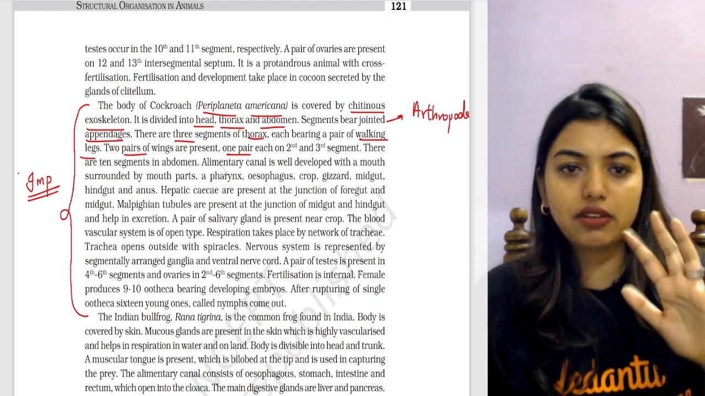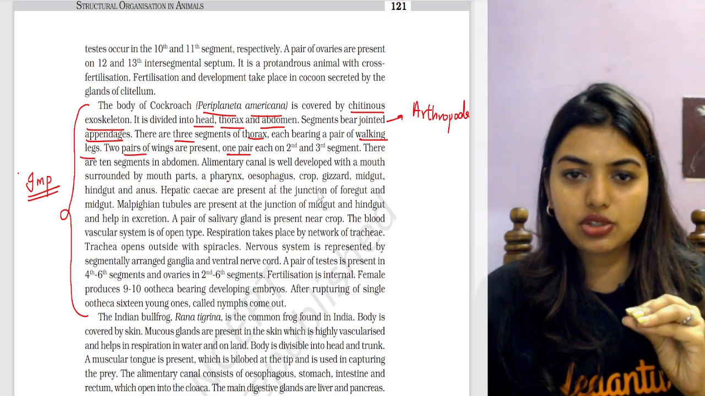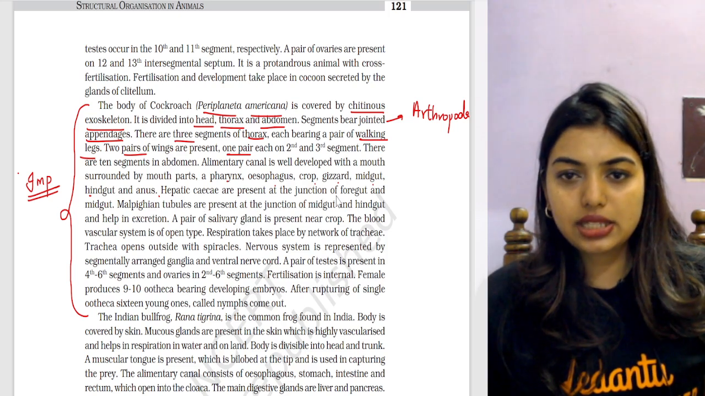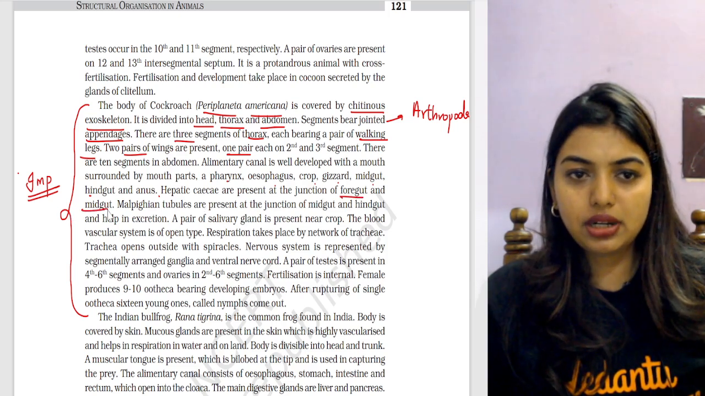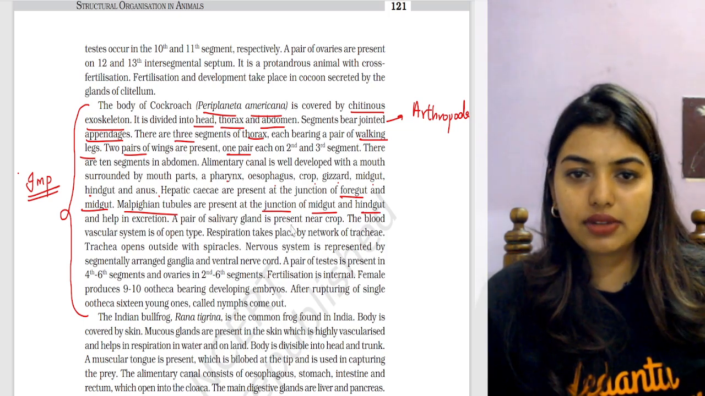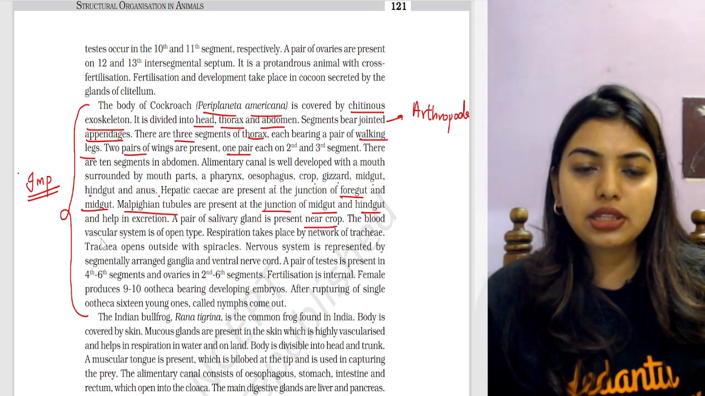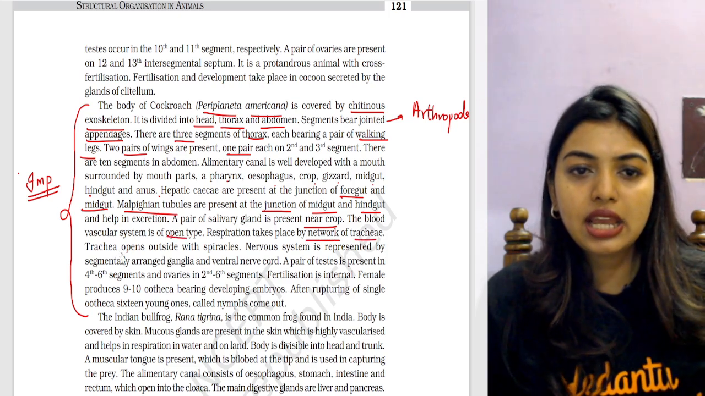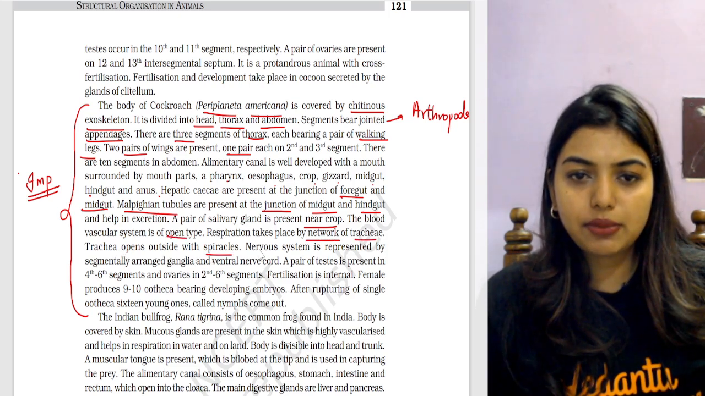Alimentary canal is well developed with a mouth surrounded by pharynx, esophagus, crop, gizzard, midgut, hindgut and anus. Hepatic caeca are present at the junction of foregut and midgut. Malpighian tubules are present at the junction of midgut and hindgut, helps in excretion. A pair of salivary glands is present near the crop. The blood vascular system is open type. Respiration takes place by a network of tracheae. Trachea opens outside with the help of spiracles.